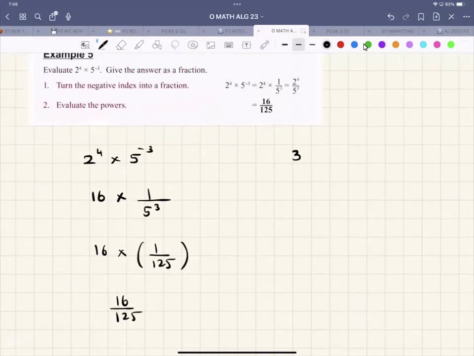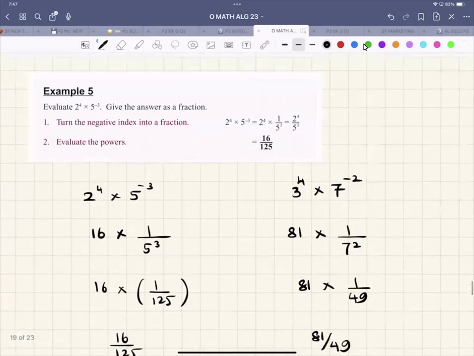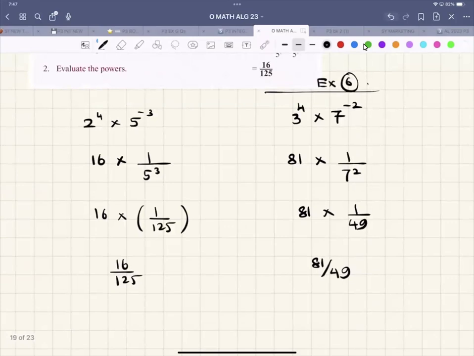Let me create another question. 3 raised to power of 4 into 7 raised to power of negative 2. 3 raised to power of 4 is 81. 7 raised to power of negative 2 is 1 over 7 square. This is 81. This is 49. That is 81 over 49. So this is example 5. That's right over here. And this is my example, that is example 6 or example 5 star, so that there is no confusion with any other worked examples.